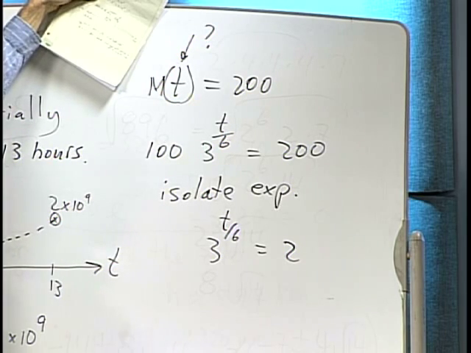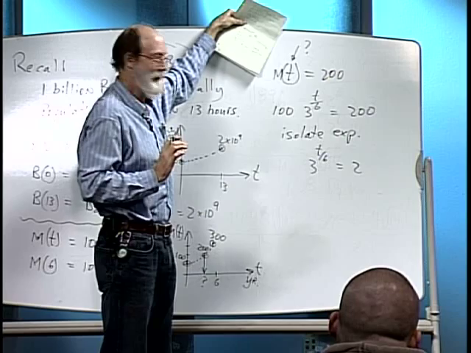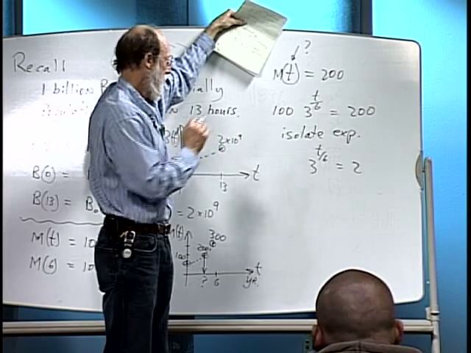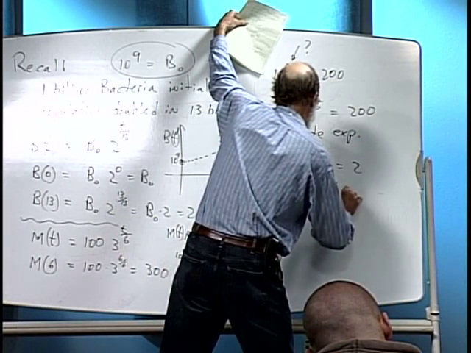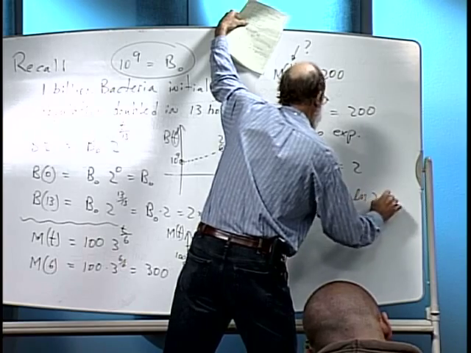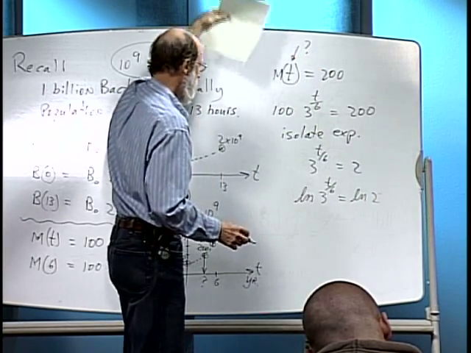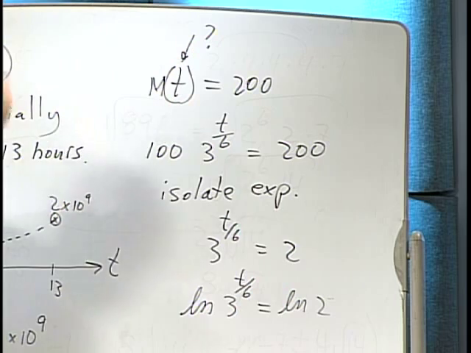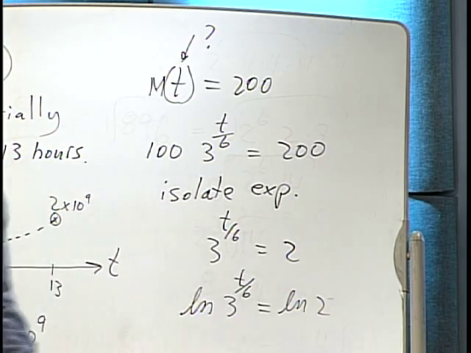Now somebody in the back row suggests, what's the next step? Take the log of each side. Kyle, take the log of both sides. What base do you want to use? Let's do ln, natural logarithm, base e. So let's take the natural log of both sides. T over 6 is equal to the natural log of 2. Everybody okay?